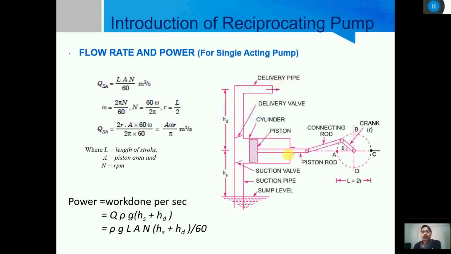If the crank is being rotated with an RPM of N, then we have N by 60 cycles per second. So we can multiply it, and we get the discharge as LAN by 60. In short, we write it as LAN. So LAN by 60 will be our discharge.